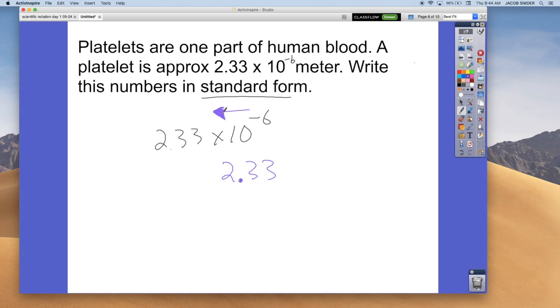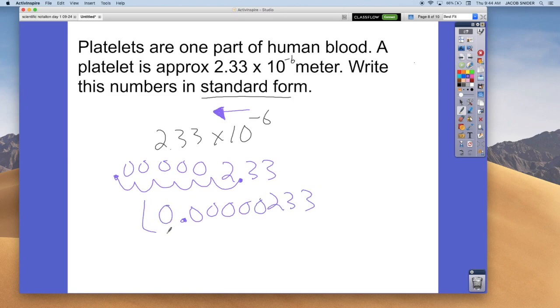All right, here we go. 6 times. 1, 2, 3, 4, 5, 6. Add my zeros, and maybe rewrite my number. There's my decimal point. 1, 2, 3, 4, 5. 2, 3, 3. Add a 0 in front, and there's my answer. Okay? Any questions there, guys?